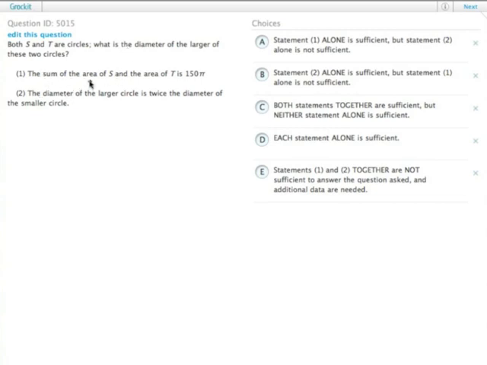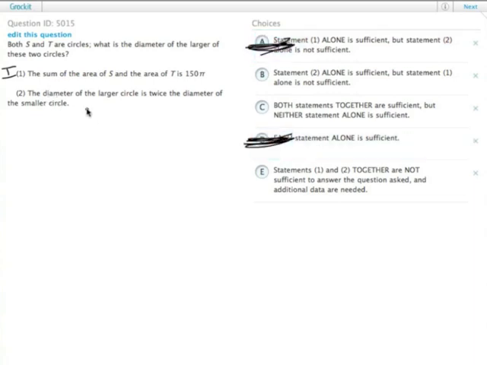Statement 1 tells us that the sum of the area of S and the area of T is 150 pi. That's potentially useful information, but it doesn't tell us how to distribute that. It could be 100 pi and 50 pi, it could be 1 pi and 149 pi, with no information about how they are proportionally set up. That's not going to help us at all. So it's not A and it's not D.